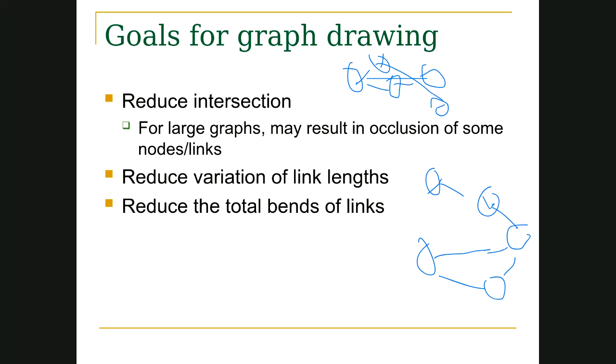Okay, so intersections make it hard to figure out what's connected to what, because you're going to have links on top of links, and links on top of nodes, and nodes on top of links, and it's a mess. So you really want to declutter that, get rid as much as you can. It's not always possible to reduce intersections. If there are too many of these edges, you won't be able to do it.